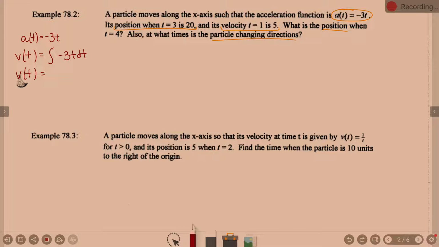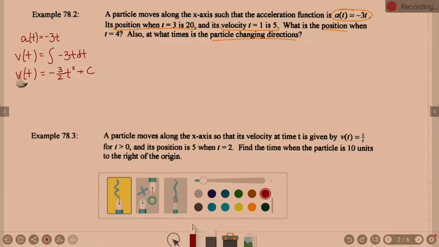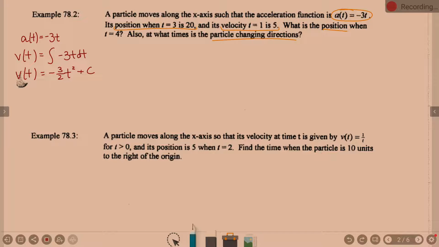What is the integral of negative 3t? Similar to the last one, except this time it's negative 3/2 t squared. Add 1 to the power, divide by that new power. What's different this time? Yeah, t is not 0, is it? You have to be careful. Don't just jump in and say, okay, well, I know my c is 5 in this case. You can't just jump in.